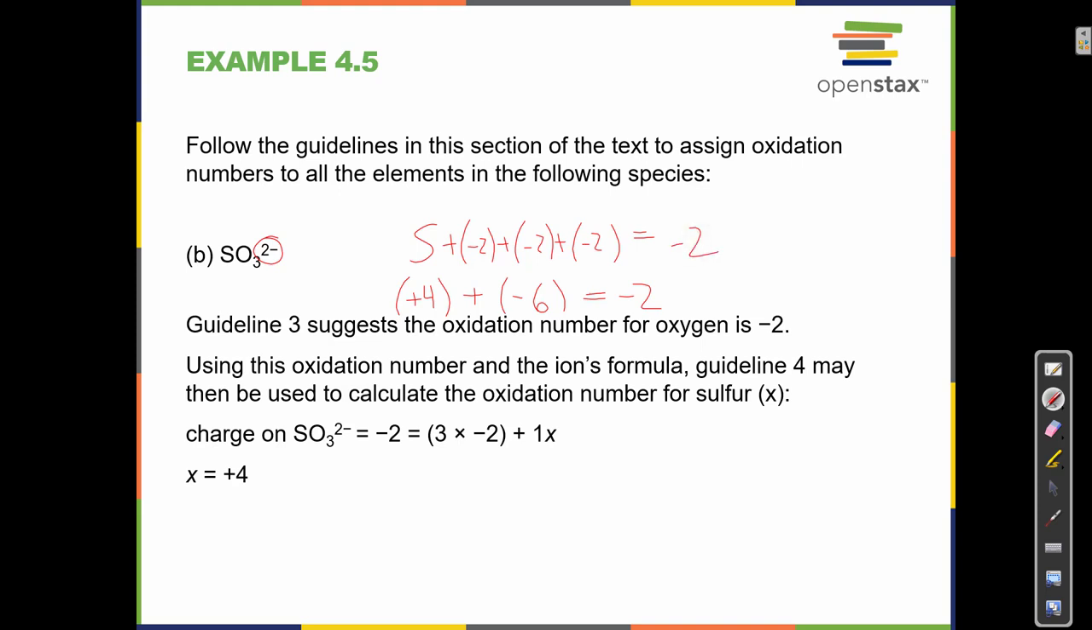So the idea is we use oxygen, whose oxidation number we know because it's minus 2, and we use that to figure out the one whose oxidation number we don't know. I don't know what S is. I do know what O is. Minus 2, minus 4, minus 6. So what plus minus 6 equals minus 2? It must be plus 4.